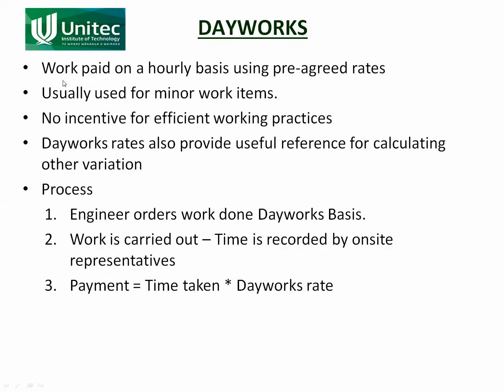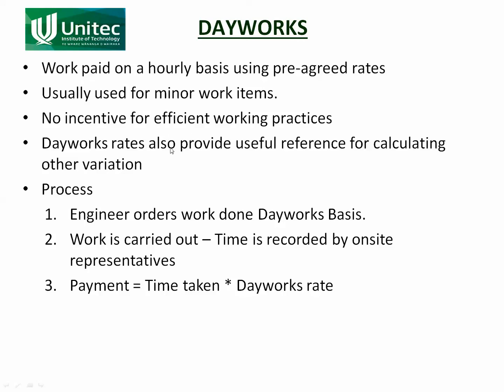Day works. One way of doing a variation is with a lump sum price, in which case you ask the contractor how much to do the work, he gives you a price and off you go. Another way to do it is to just pay him for the work, so it's like a cost plus agreement. So the contractor works, you keep track of the hours, you pay him on an hourly basis using the pre-agreed rates which are in the contract document. We'll look at that in the next slide.